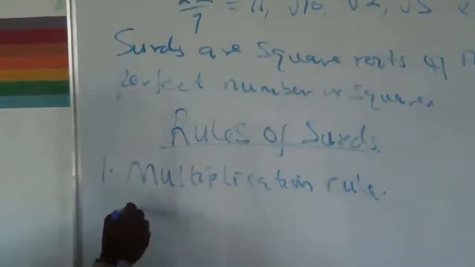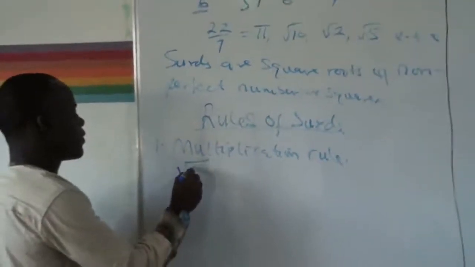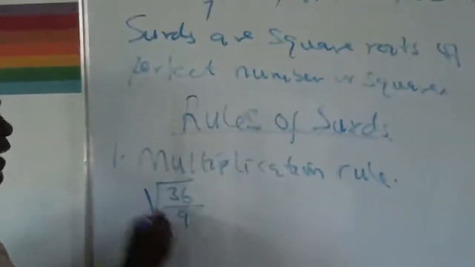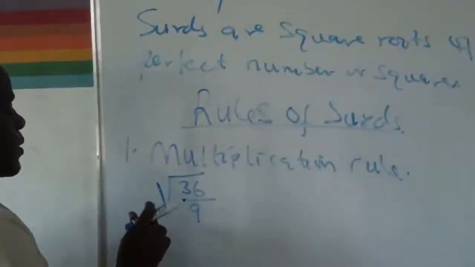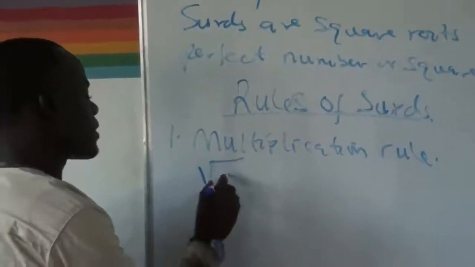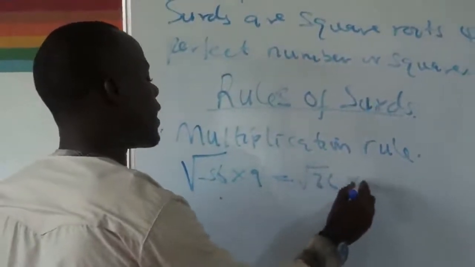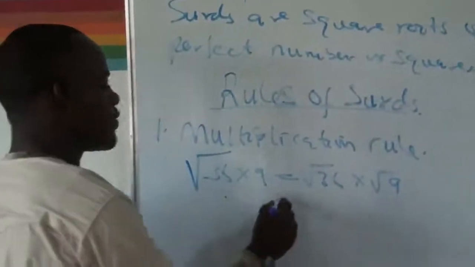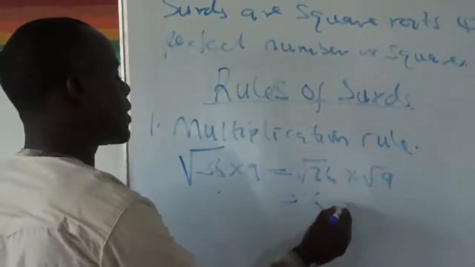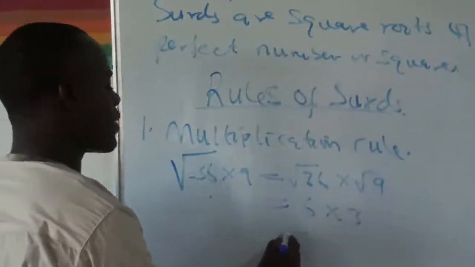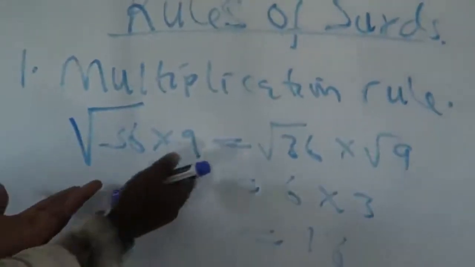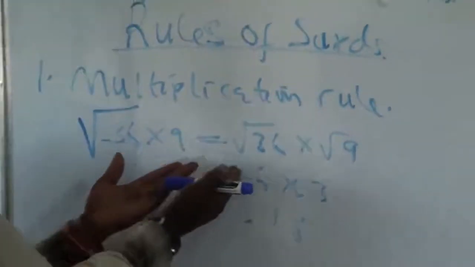For instance, if I have square root of 36 times 9, this can be split into square root of 36 times square root of 9, and that will give us root of 36 is 6 and root of 9 is 3, and that will give us 18. That is the multiplication rule, which means that when you have two numbers being multiplied together under a single root, they can be split into two different roots and then multiplied.